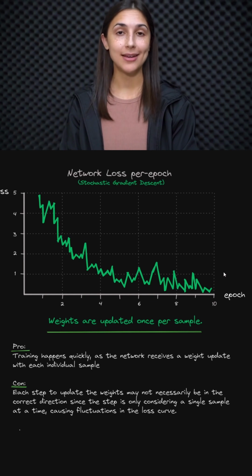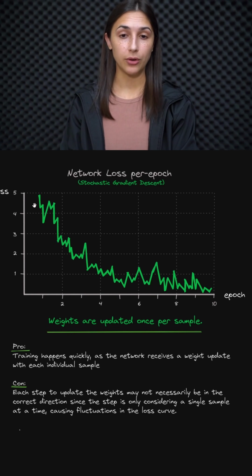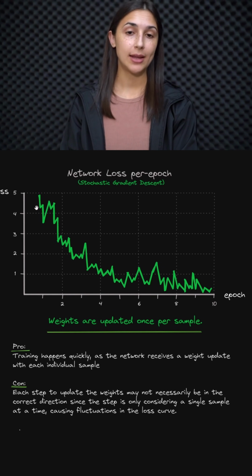Now, as for a disadvantage of stochastic gradient descent, since the optimizer is considering a single sample at a time, the weights might not necessarily move in the correct direction with each update. And we can see that here illustrated with our loss curve, where at each iteration of the training process, we are having these jolts up and down. So sometimes the loss is not moving in the correct direction as we see an increase.